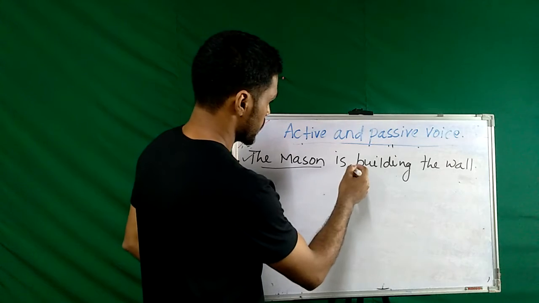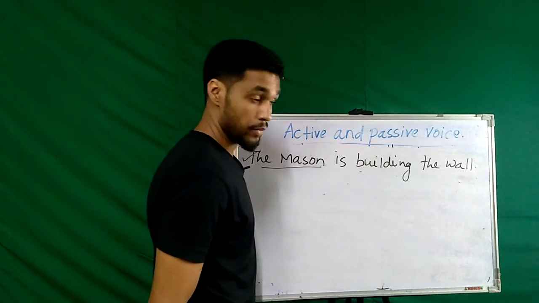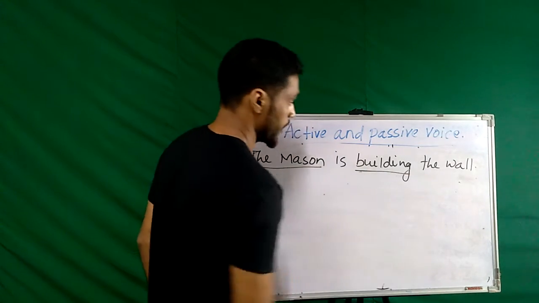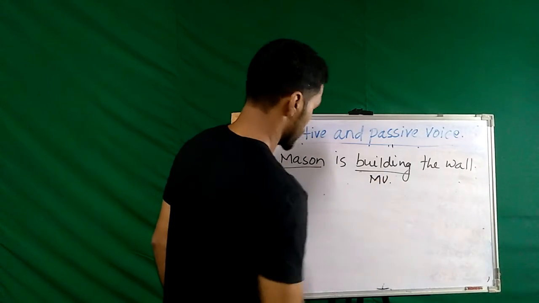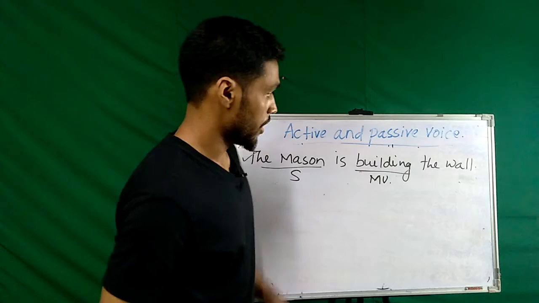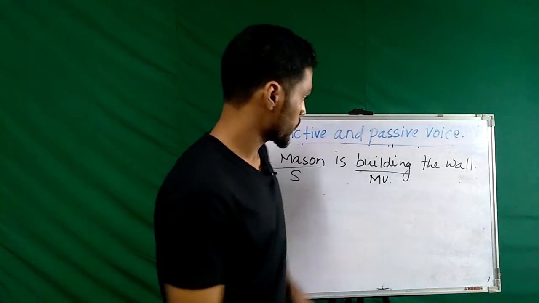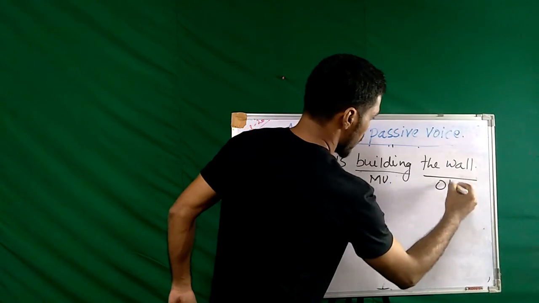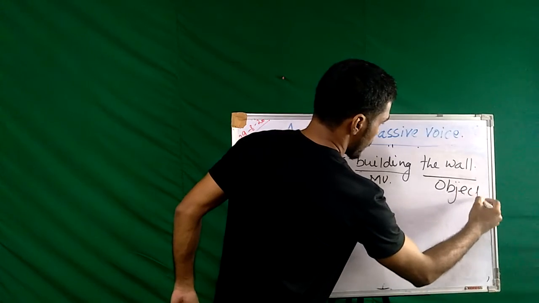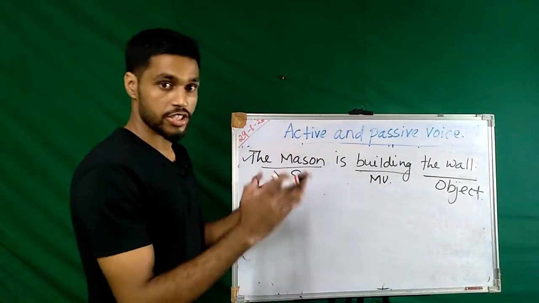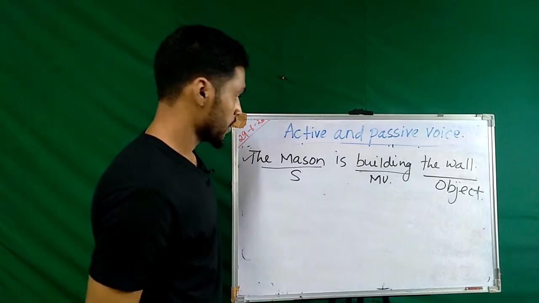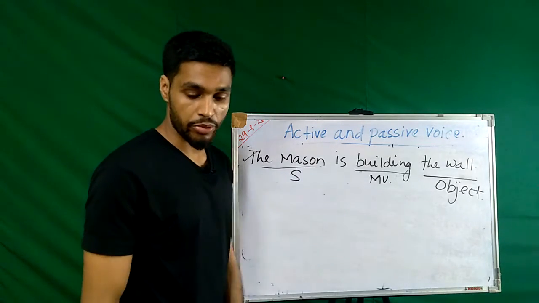And main verb, to find the main verb, build or building, right? This is main verb, this is subject, and what is object here? The wall. Wall is object, right? So the first step we have already followed. And what is the second step that we have to do here?